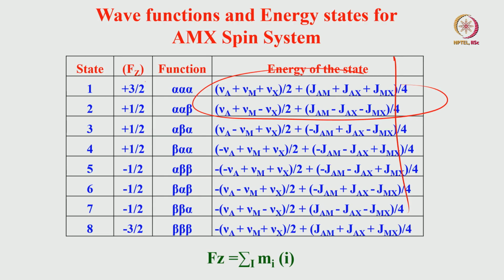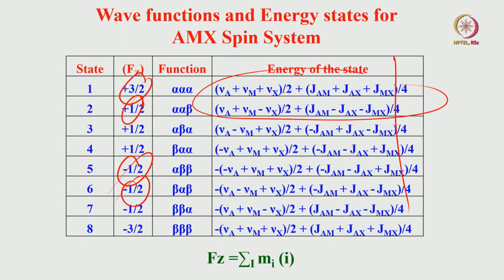Which spin flip is, for example, 3/2 to minus 1 is allowed, plus half to minus half is allowed. You can find out what the allowed selection rules are. Accordingly, take the energy differences between the energy states, which is given. You can find out what the 12 transitions are, 4 for A, 4 for M and 4 for X.